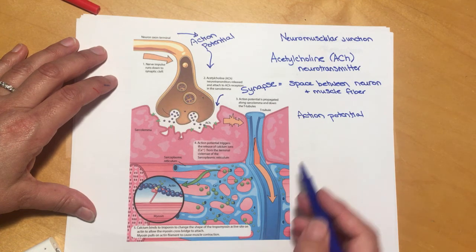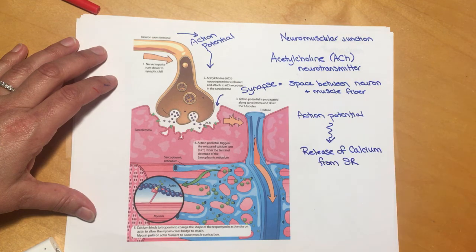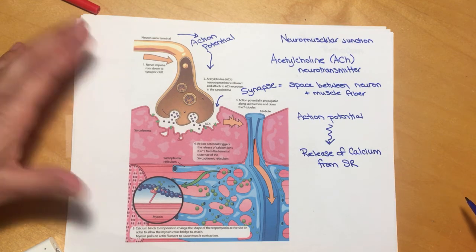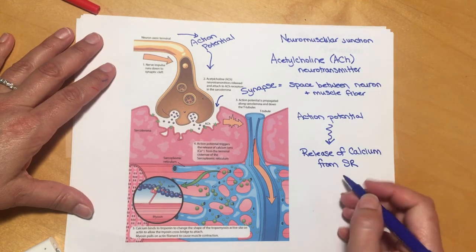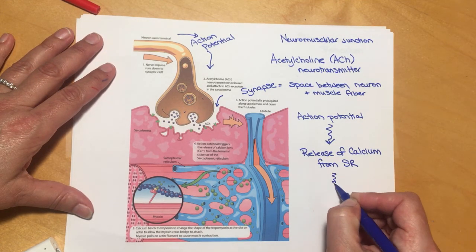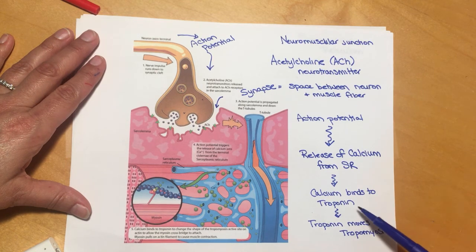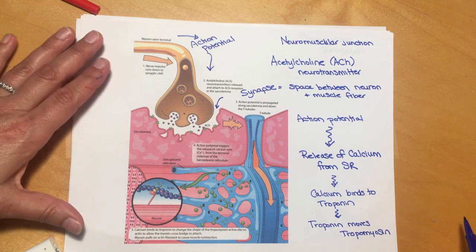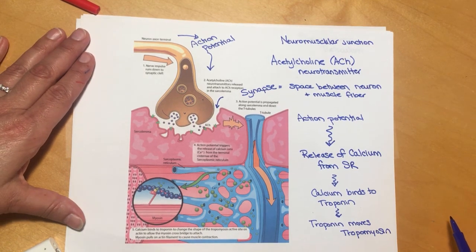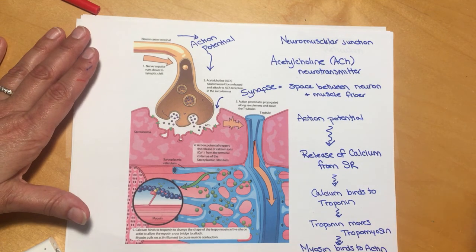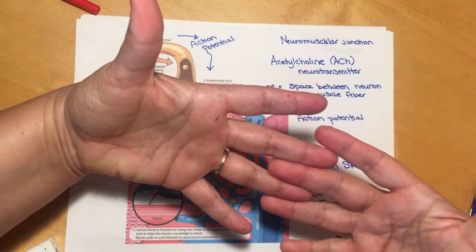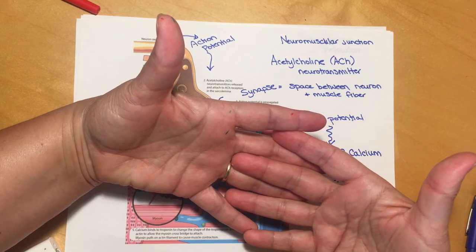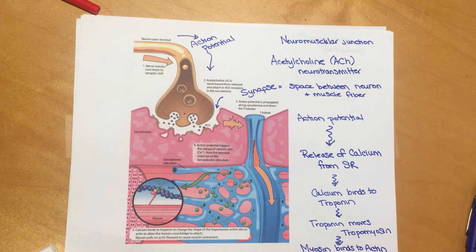That action potential is going to trigger the release of calcium from the sarcoplasmic reticulum. Once calcium is released, calcium is going to bind to troponin, which is going to change shape, and then it's going to pull tropomyosin off of those binding sites. Finally, myosin is going to bind to actin and cause shortening of the sarcomeres. That's skeletal muscle contraction in a nutshell.